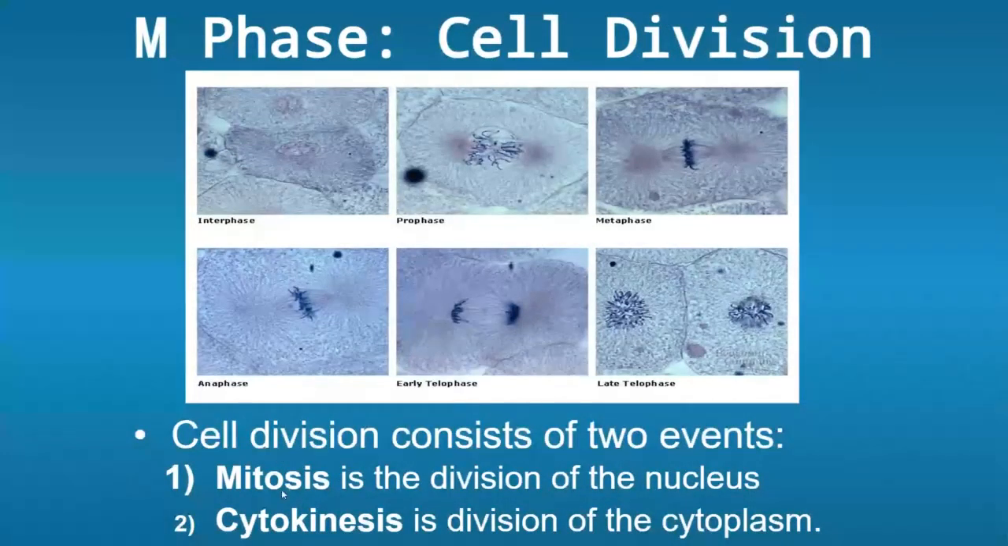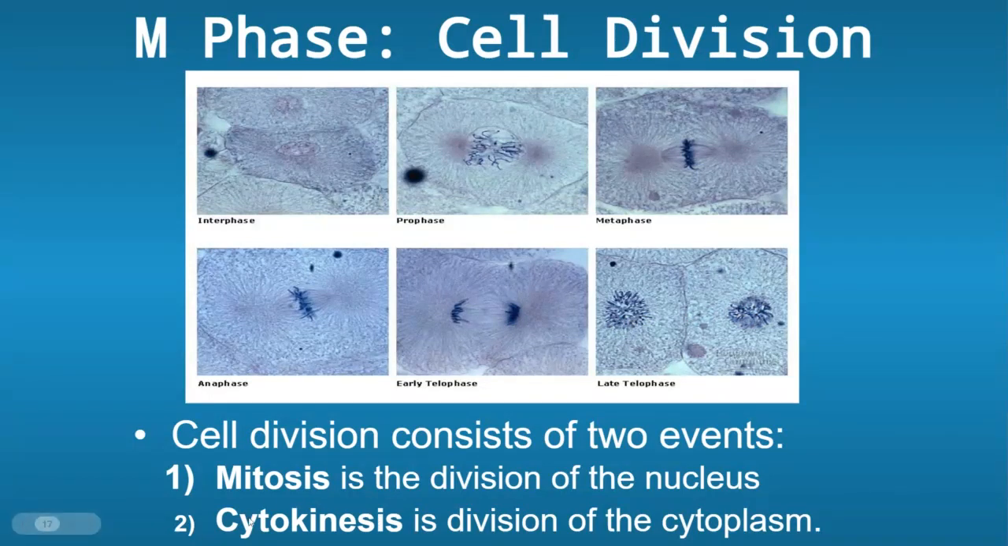Mitosis is mainly focusing on the genetic material. Remember, in S phase, we duplicated how much genetic material we had. We went from having 2 copies to 4 copies. And in mitosis, we're going to be splitting that apart, going from 4 copies back down to 2 copies into 2 separate identical daughter cells.